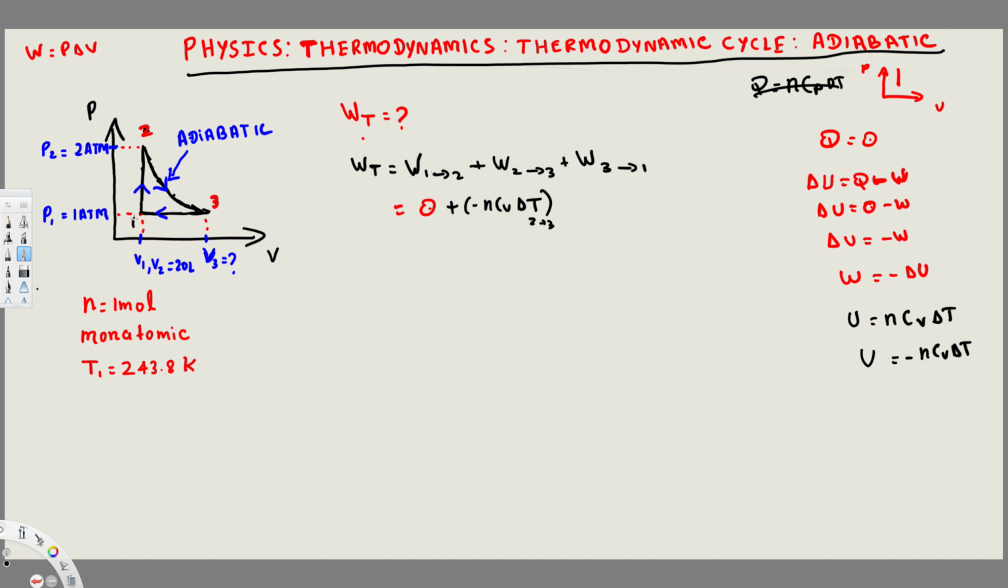3 to 1, if you look at this one, this is an isobaric process because the pressure is constant. So this is an isobaric process. So whenever we have an isobaric process, we can use this equation. W is equal to P delta V.